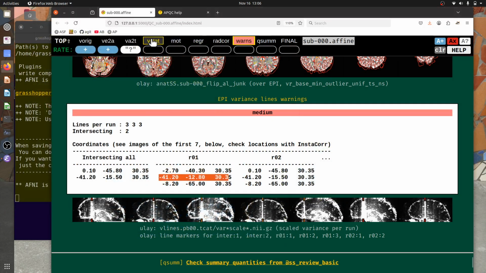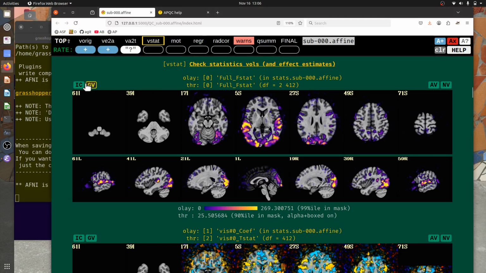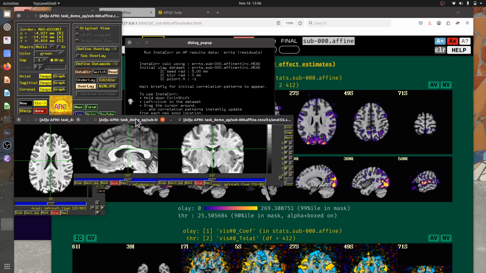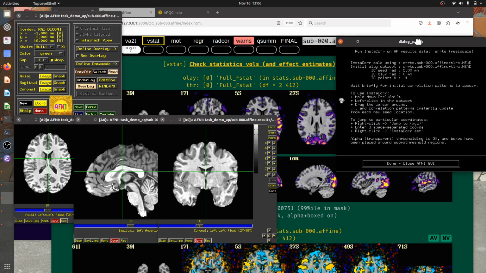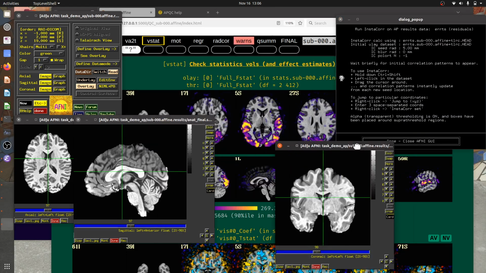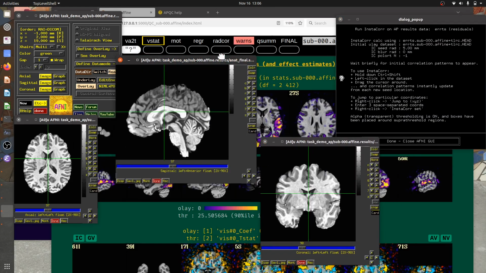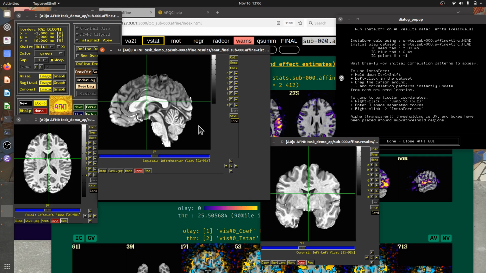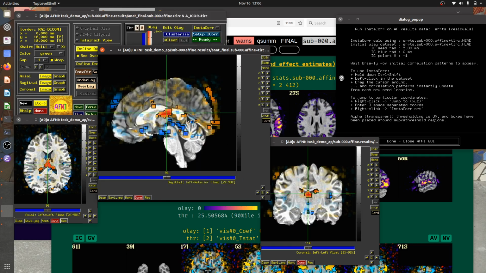And so let me go to my VStat section now and click IC. Again, this is my fully processed data, and I'm going to look at the residuals that I have there. And now this is 450 time points, so Instacore is taking a little bit longer to get set up.